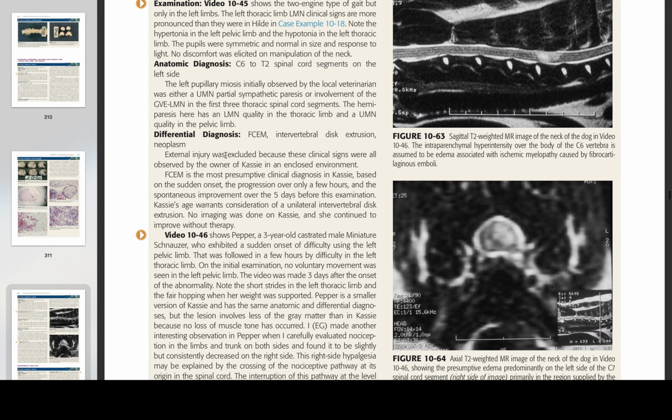MRI is especially useful in confirming a presumptive diagnosis of FCEM because it is non-invasive compared with myelography. Pepper continued to improve spontaneously and made a full recovery.